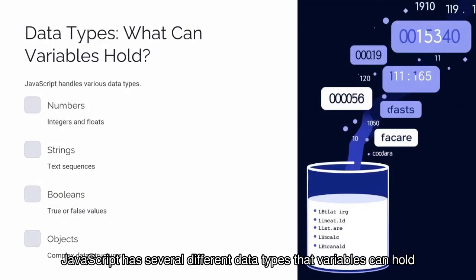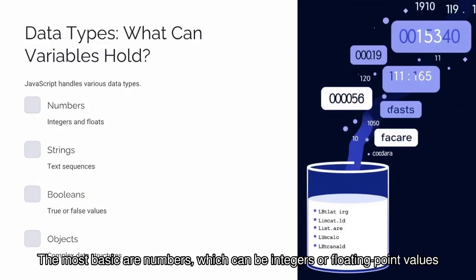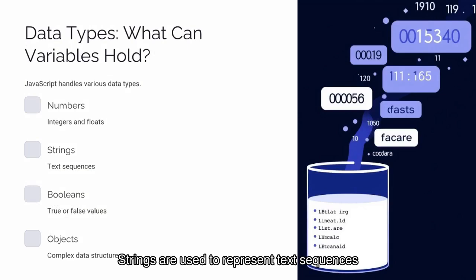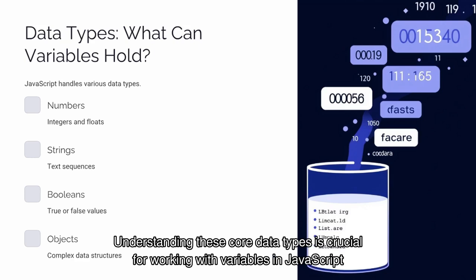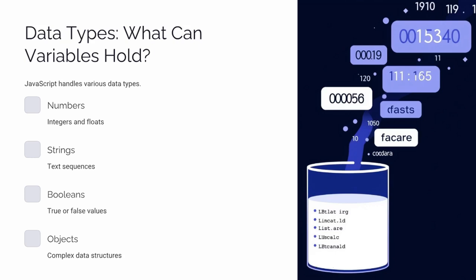JavaScript has several different data types that variables can hold. The most basic are numbers, which can be integers or floating point values. Strings are used to represent text sequences. Booleans are simple true/false values. Objects are more complex data structures that can hold multiple values. Understanding these core data types is crucial for working with variables in JavaScript.